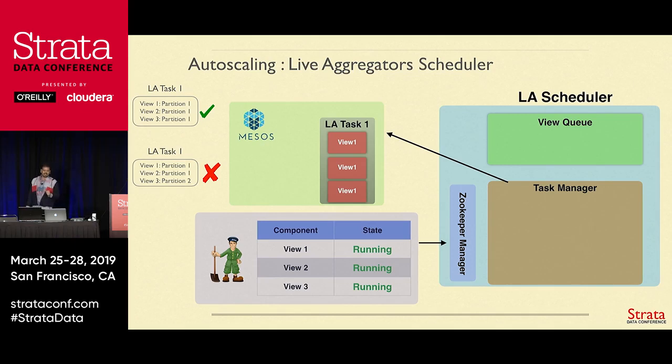And the second main constraint is how many tasks the scheduler or the task manager should put inside one LA task, or how many views it should put inside one LA task. And that depends on how many resources the scheduler has received from Mesos and how many resources each individual view needs to be executed. So Osman will talk about the resource management of this later in the slides.